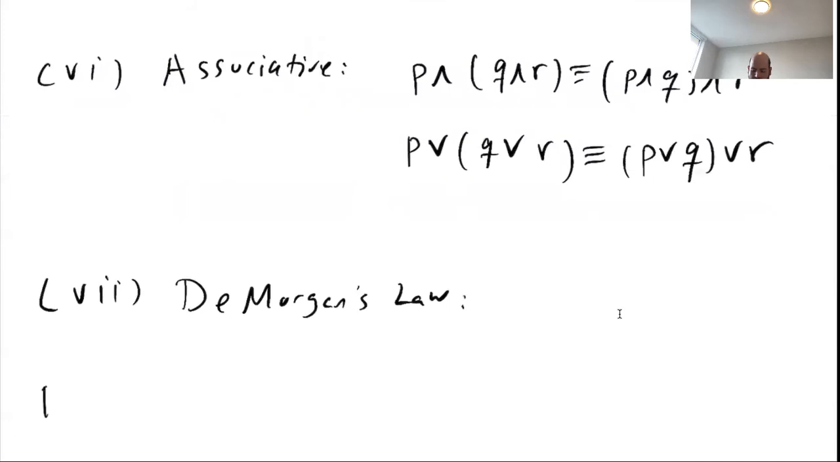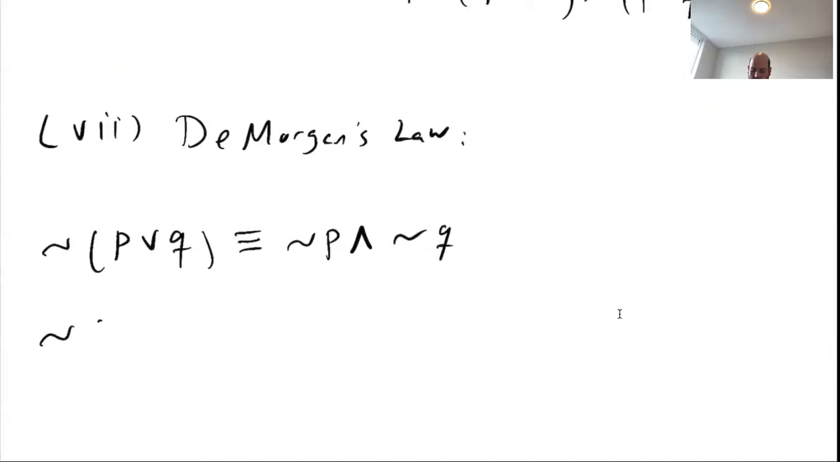So negation of P disjunction Q is the same as negation P conjunction negation Q, and negation of P conjunction Q is the same as negation P disjunction negation Q.